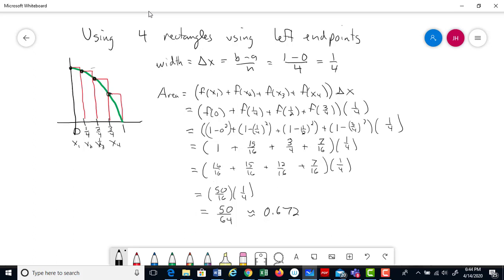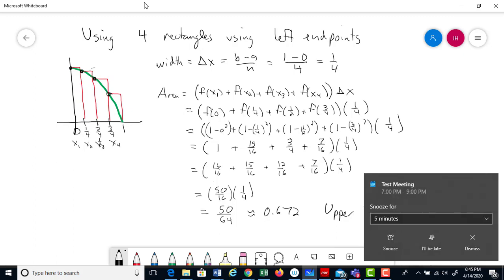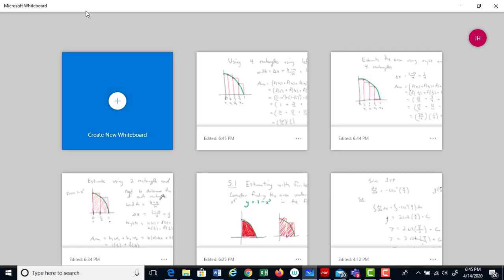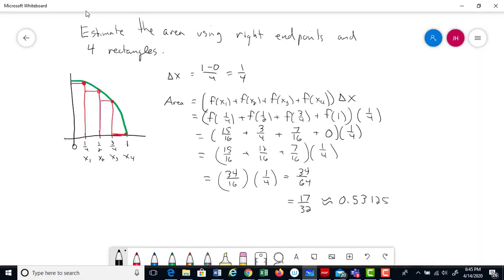Now, we're going to give a definition in a second here when it calls for an upper sum and then a lower sum. This is what you consider an upper sum. It's the upper sum because it's an overestimate. It's bigger. All these boxes are bigger than the curve. Now the other one is what we consider a lower sum. This is our lower sum.